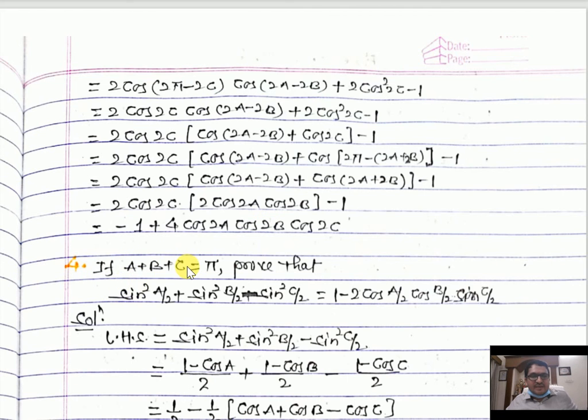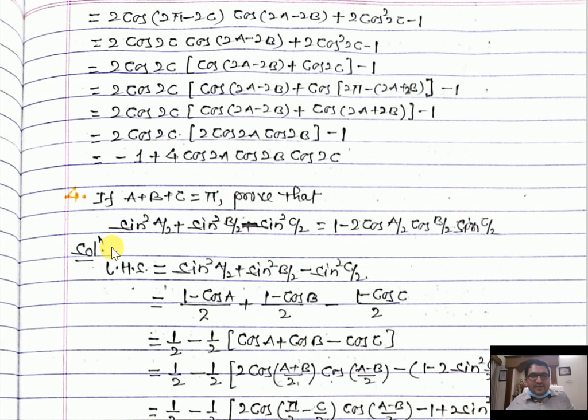Question number 4, a plus b plus c equal to pi. Prove that sin square a upon 2 plus sin square b upon 2 minus sin square c upon 2 equal to 1 minus 2 cos a upon 2 cos b upon 2 sin c upon 2. So left hand side, sin square a upon 2 plus sin square b upon 2 minus sin square c upon 2. Convert sin square, remove the square from here. So convert in terms of cos. The reason is that the right hand side is given in terms of cos.